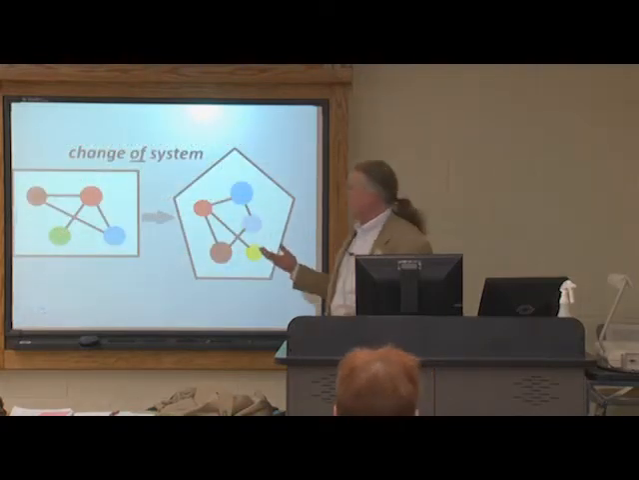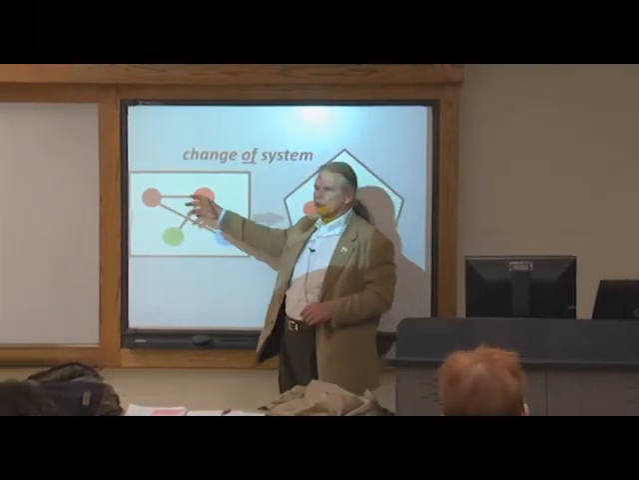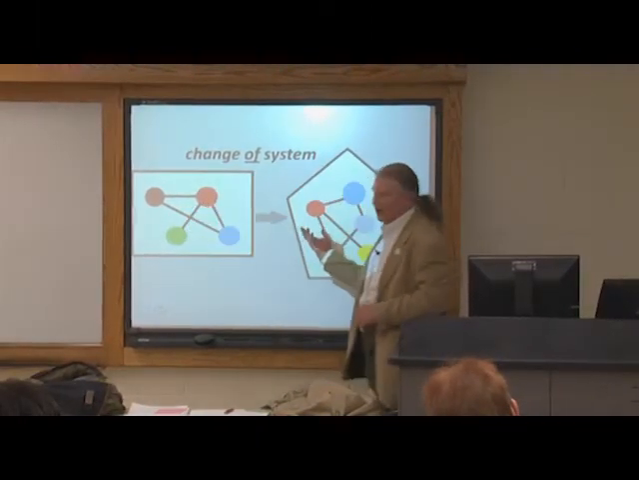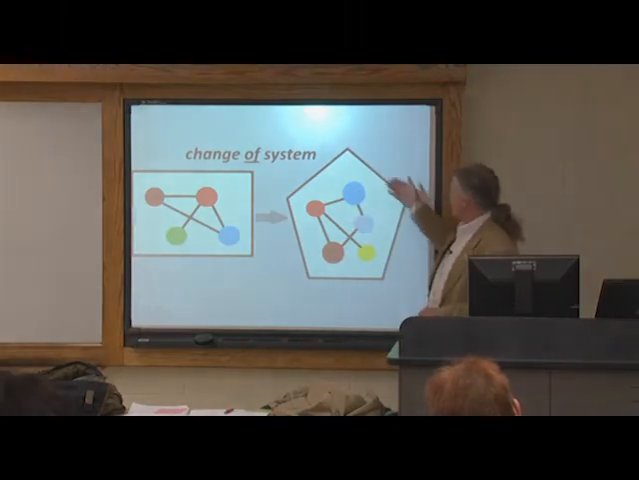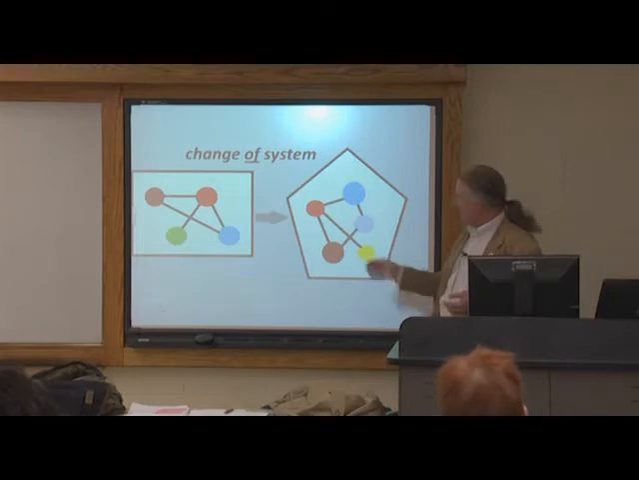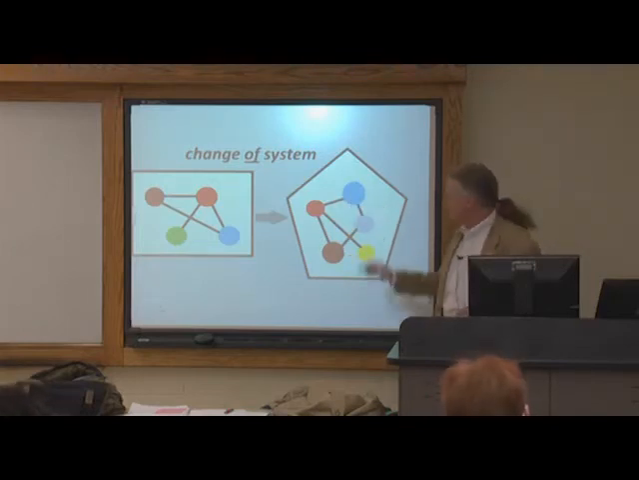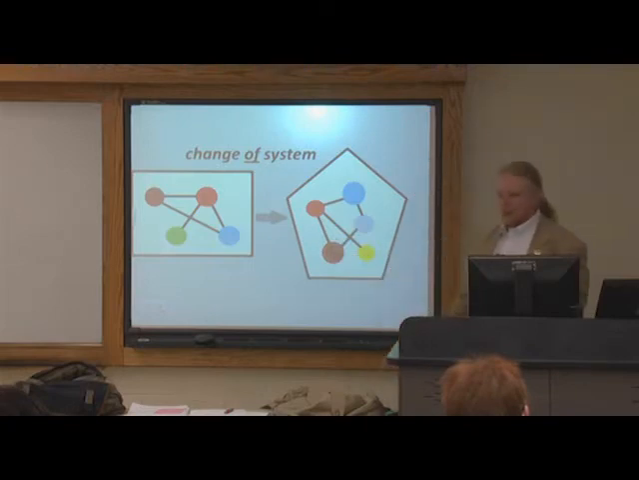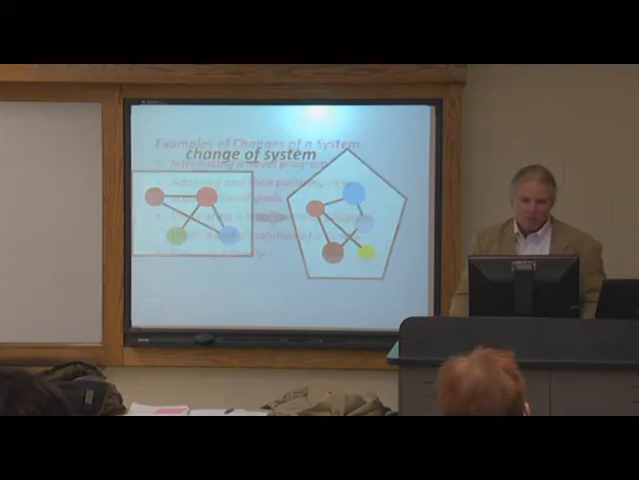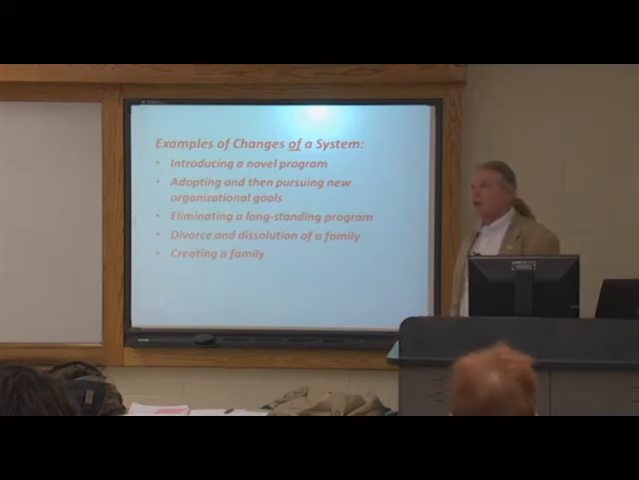Now, here's an effort to depict a change of a system. From a square system with four essential components over time, what we see is a pentagon arising and depicting a different kind of structure of events, a number of key components with a very different set of relationships within as well, right? Changes of a system. What are some examples? Introducing a novel program, adopting or pursuing new organizational goals.